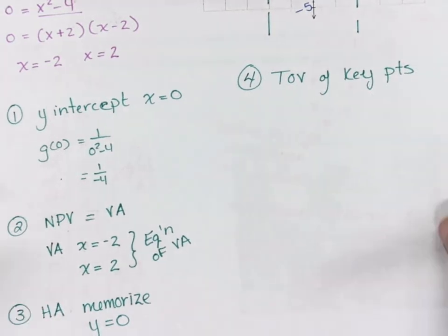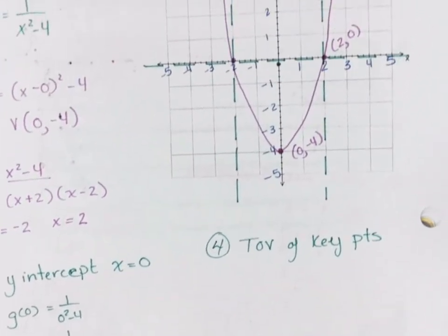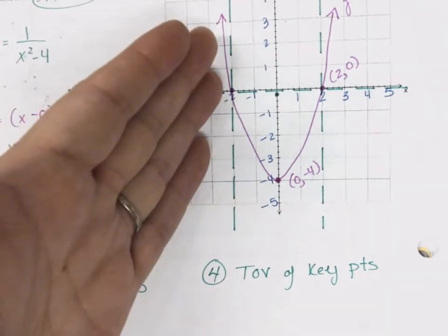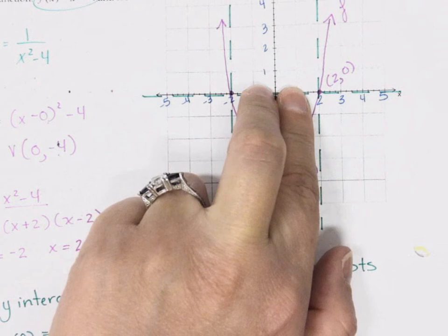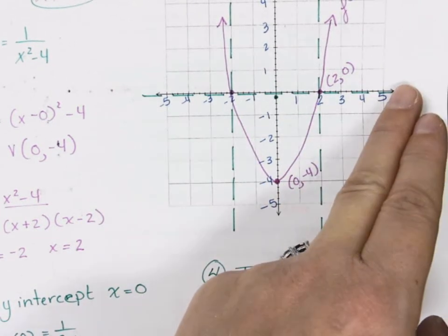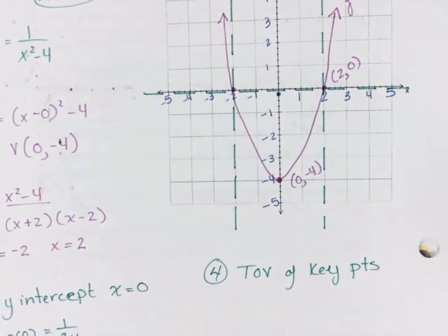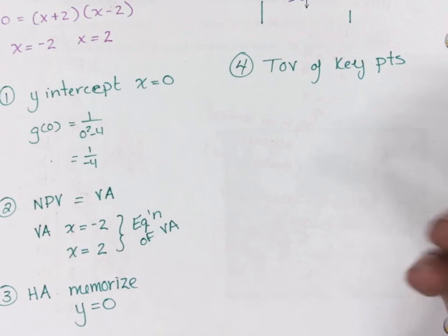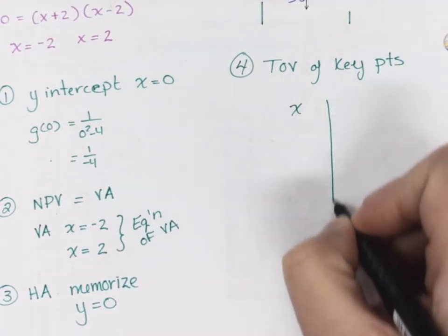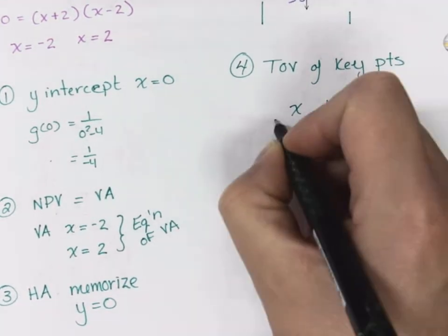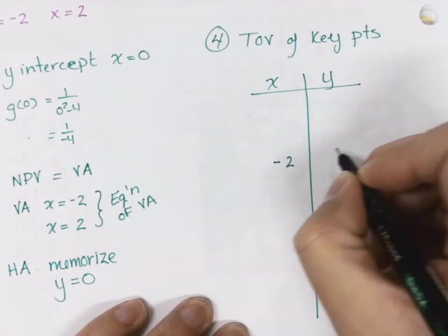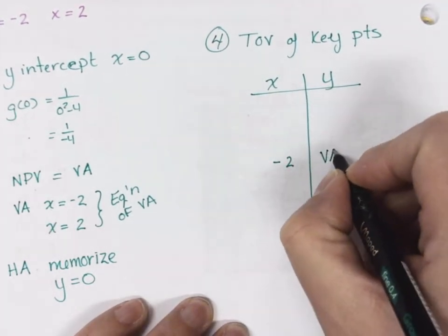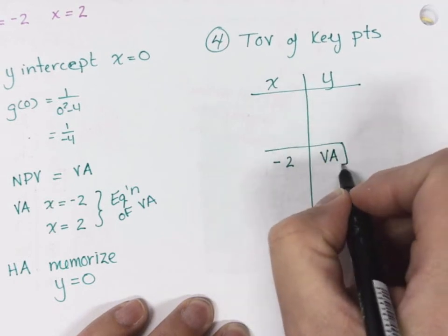Okay, so here's the thing though. We're going to find values left of this asymptote, in between the two asymptotes, and right of that asymptote. So you've got 3 sections of your graph now. So when I do my table of values, it might be handy to plunk in your information right away.